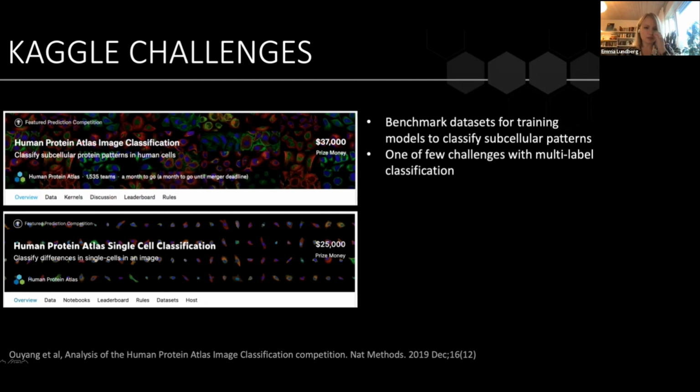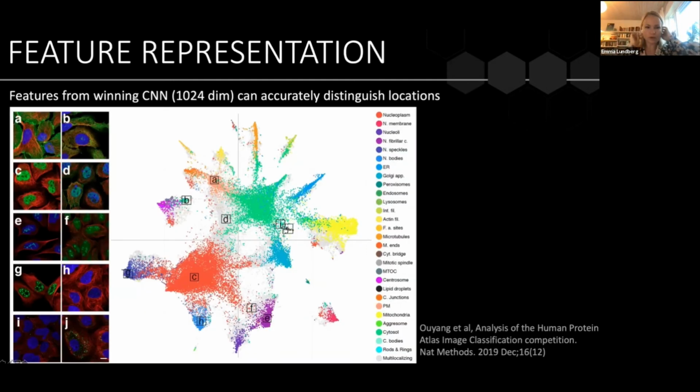But what I do want to show is we take one of the best models from the first Kaggle competition, or a subset of that model, and use it as a feature extractor. We take all the images in the Human Protein Atlas, which is 13,000 proteins in over 30 different cell lines, extract features from these images, and then project them in this UMAP. All the different colors are different organelles that we manually assigned to each protein. You can see that this model can accurately separate all these compartments, which is what it was trained to do.